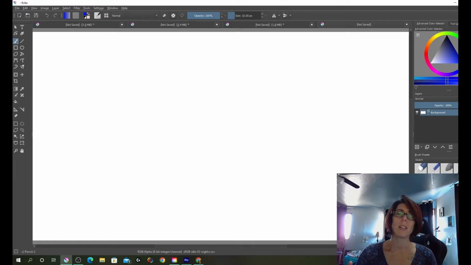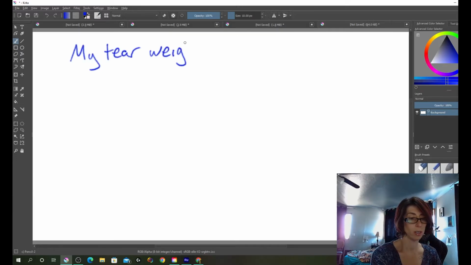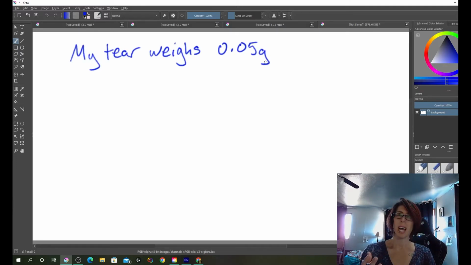Let's say we want to know how much a tear weighs. So we capture a tear and we weigh it, and we find that it weighs 0.05 grams. Now, in reality, grams are a measure of mass, not of weight. The two things are slightly different, but I'm going to use them interchangeably for simplicity's sake because we're going to measure both of them with a scale. So my tear weighs 0.05 grams, and I would like to know how many decigrams it weighs.